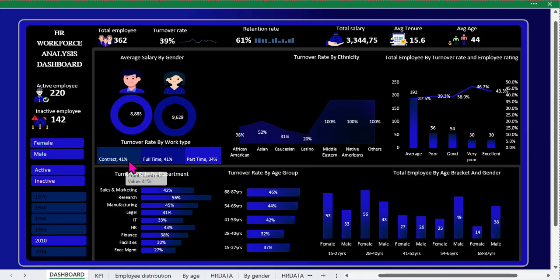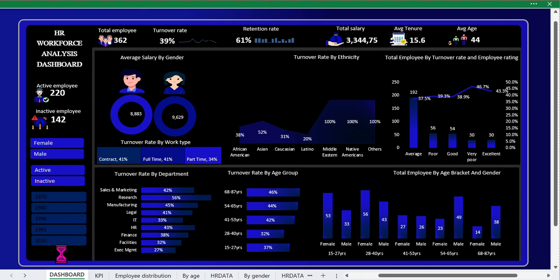Now we can look at the charts and see the turnover rates according to the work types, the salary, and the genders. Okay, so this is all that happened in the year 2010.